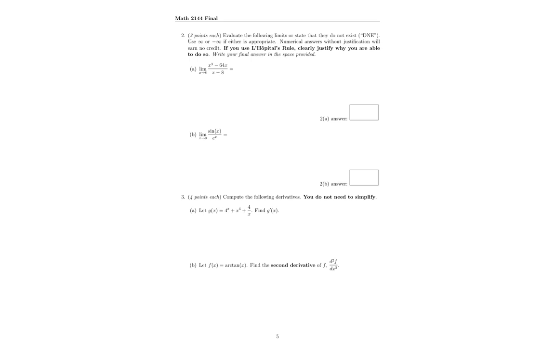Evaluate the following limits, or say that they do not exist. Use infinity, minus infinity if appropriate. We need to justify our answers, which we'll go through. And if we use L'Hopital's, just clearly justify why you were able to do so.